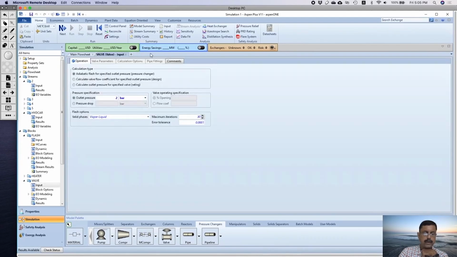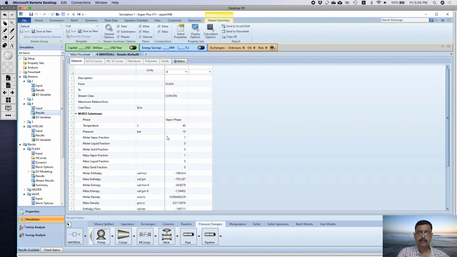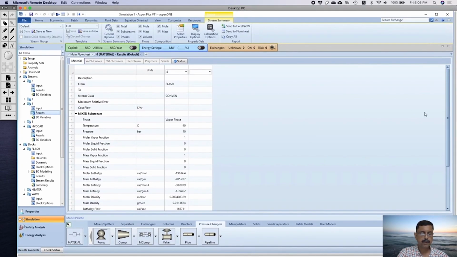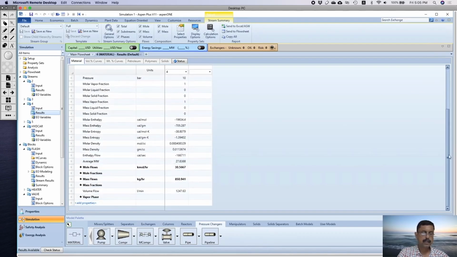And we can see the composition of the leftover gas. These are the composition of the leftover gas. So we'll see 30 moles. 30 moles have come out. Okay. Rest of the things will go down.